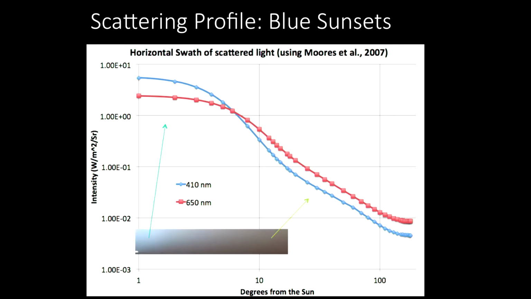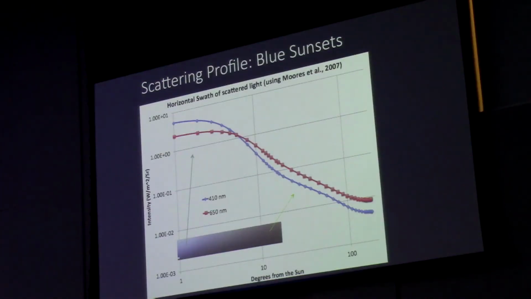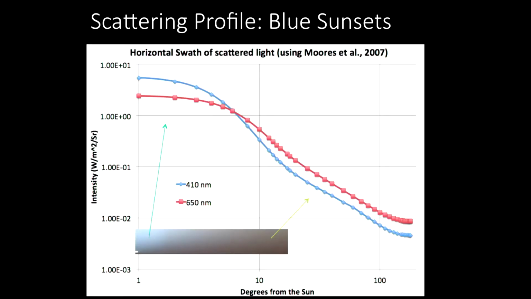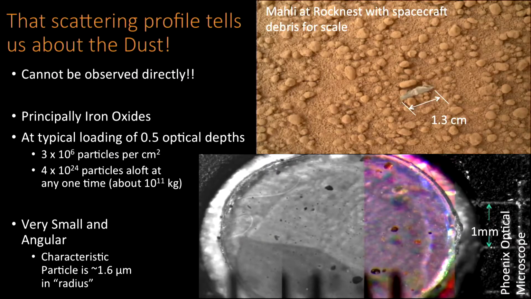Let me paste in the picture, and you can see that the blue dominates when you're close to the sun, and the red dominates further away. So we get these salmon-colored skies and these blue sunsets when we're going to Mars. And in fact, this is the only way that we know about the dust in the Martian atmosphere. It's too small for us to investigate with any spacecraft instrument we've ever sent to it.